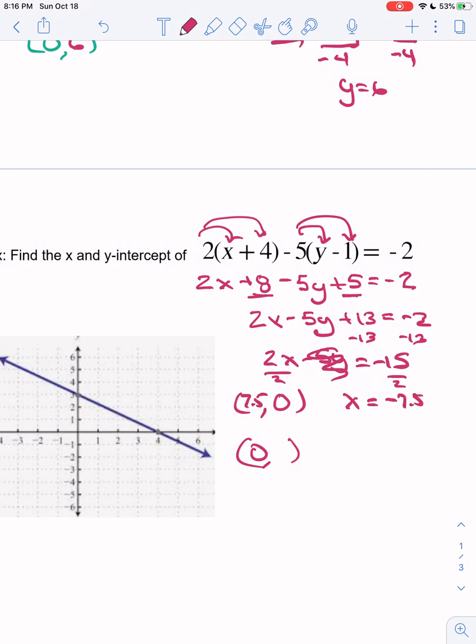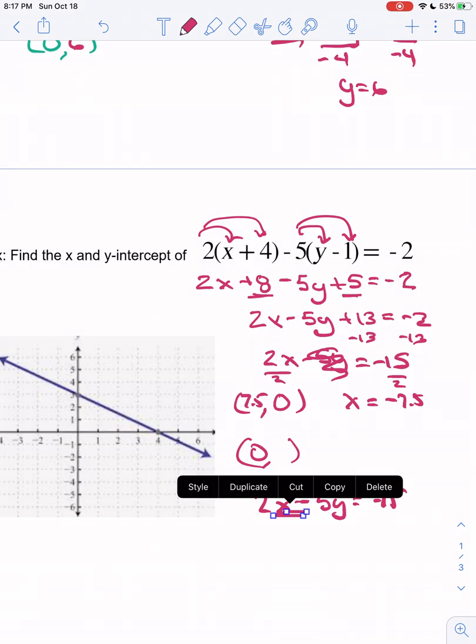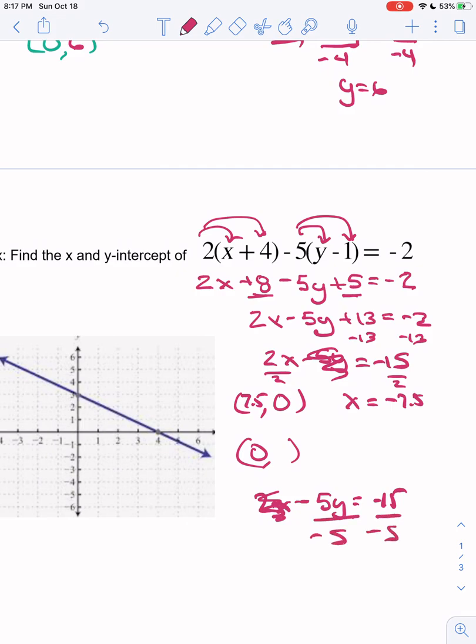And then our last one, we had 2x minus 5y equals negative 15. Now we're going to get rid of our x. We're going to get rid of our x to see what our y is. Divide each side by negative 5, and it looks like our y is going to be positive 3.